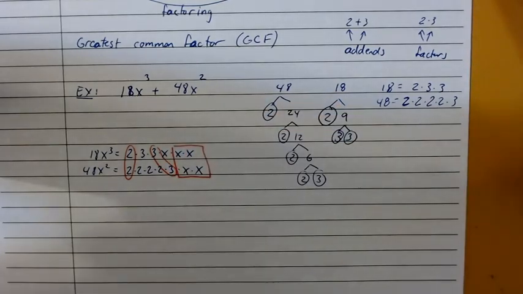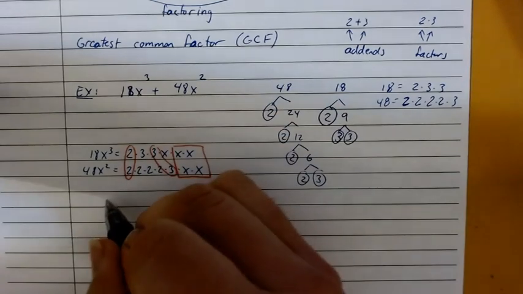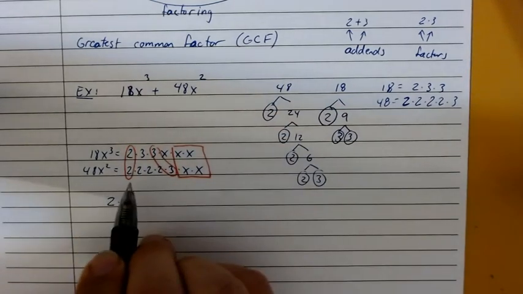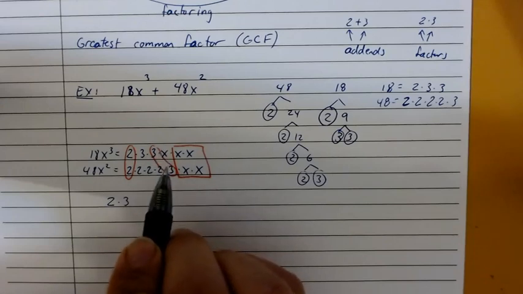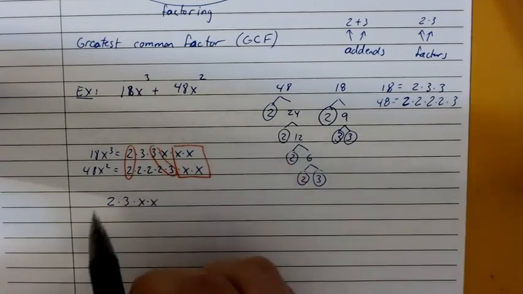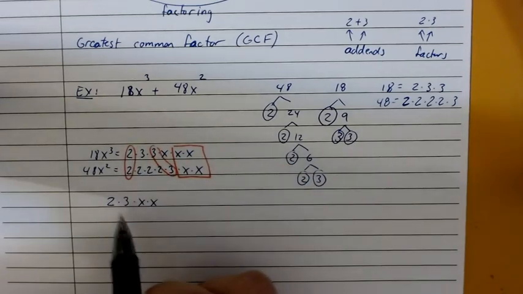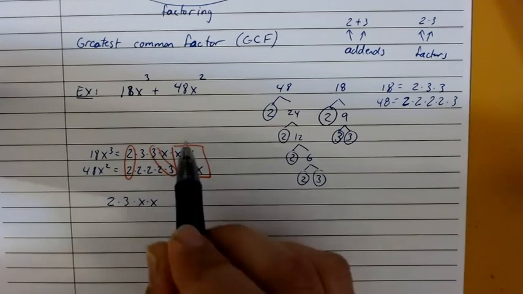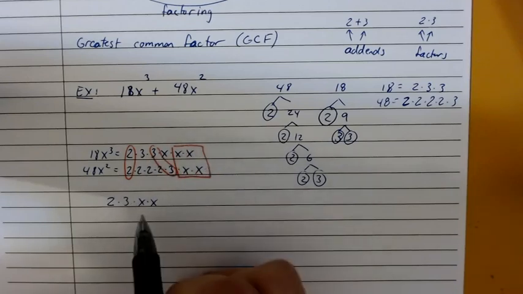So, when I put all that together, they had a 2 in common, they had a 3 in common, and they had a pair of x's in common. So right now what I'm listing is all the stuff they had in common. They both had a 2, so I write down a 2. They both had a 3, so I write down a 3. They both had an x squared, so I write down an x times an x.